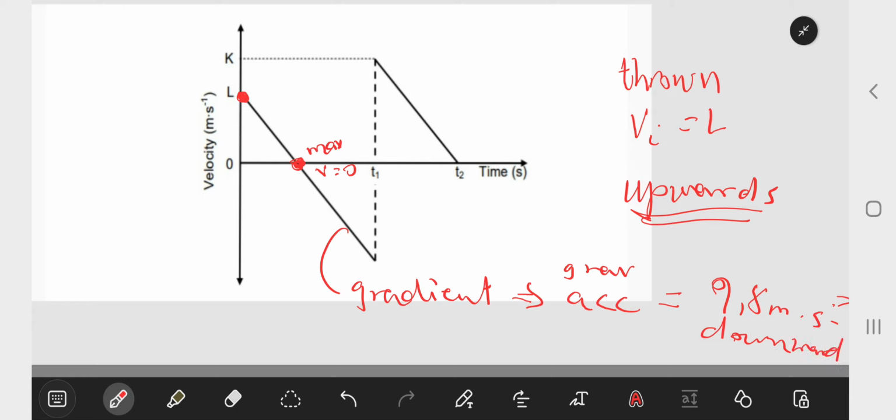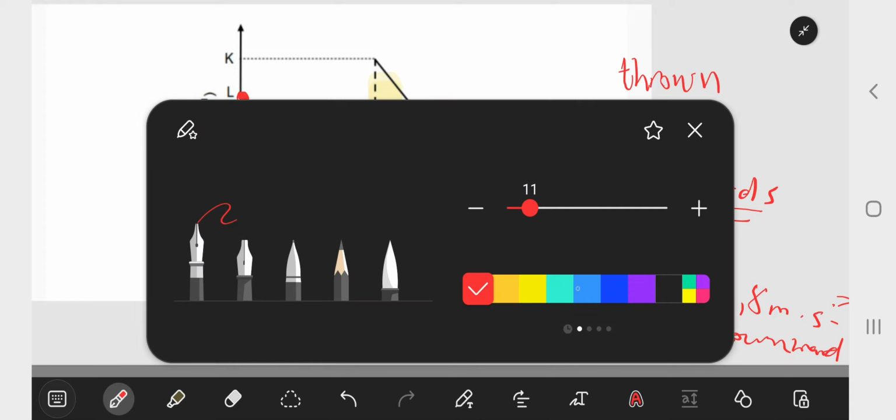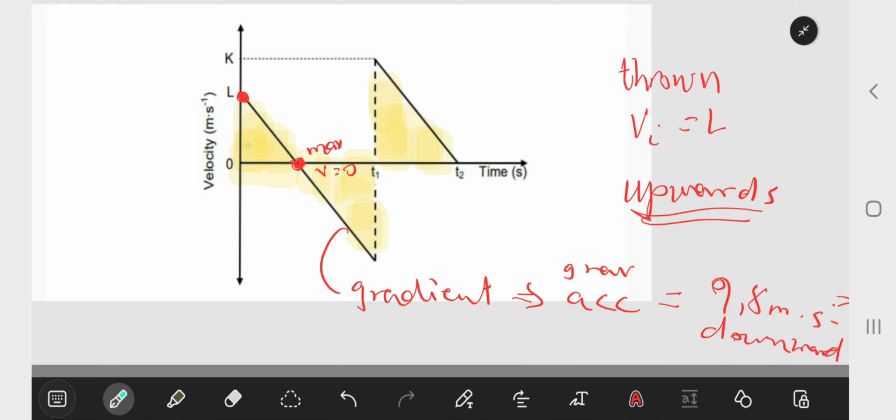Okay, and then the next question, what is the physical property or quantity represented by the area under the graph? Remember the area should be between your graph and the x-axis, right? So the physical property represented by the area under the graph is your displacement. If we calculate the area under these graphs, and these are triangles, we can actually calculate that displacement.